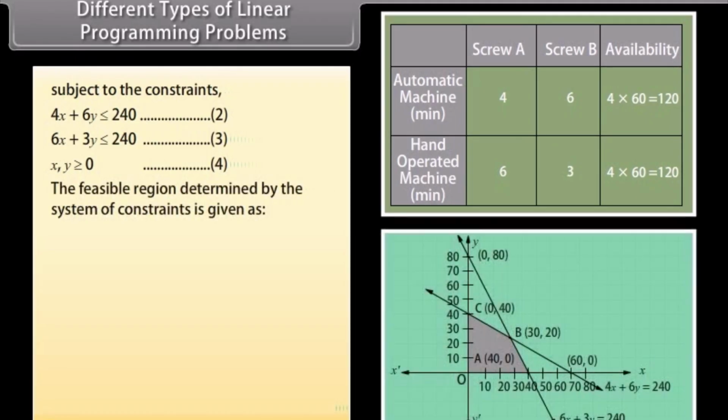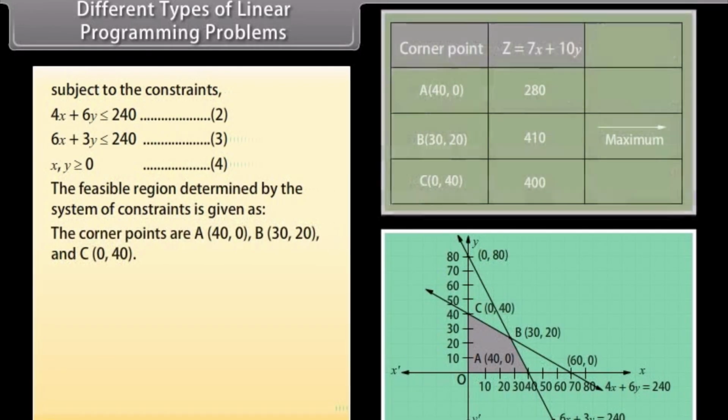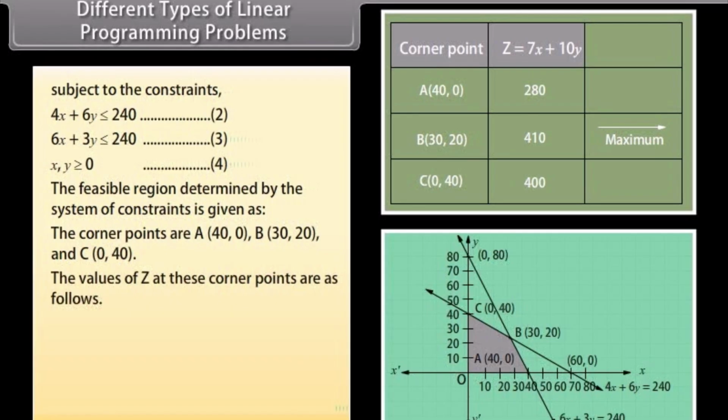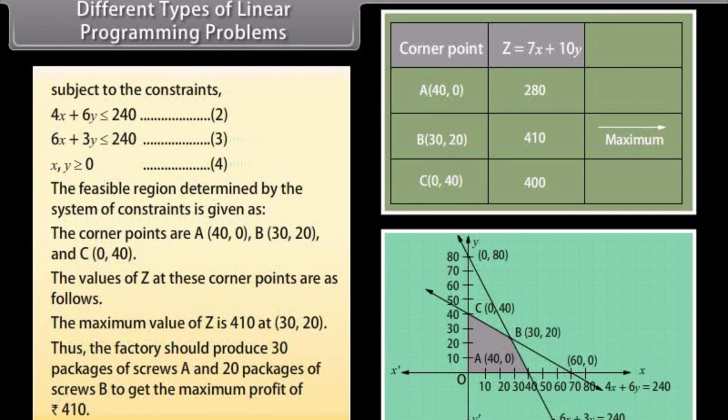4. The feasible region determined by the system of constraints is given as follows. The corner points are A (40, 0), B (30, 20) and C (0, 40). The values of Z at these corner points are as follows. The maximum value of Z is 410 at (30, 20). Thus, the factory should produce 30 packages of screws A and 20 packages of screws B to get the maximum profit of rupees 410.